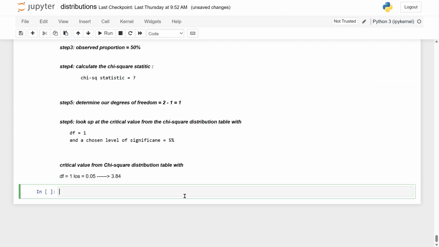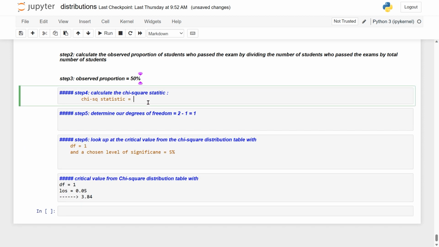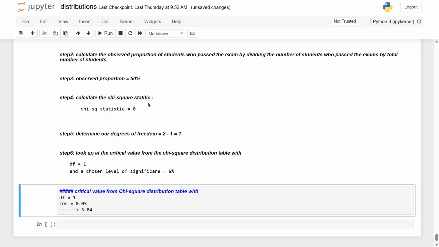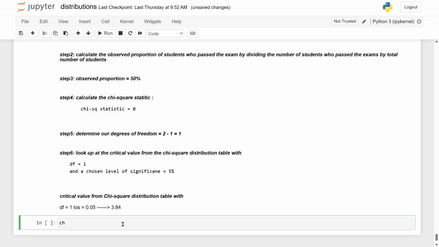Since the chi-square statistic is less than the critical value, so what's my chi-square statistic? I forgot to put it here. So my chi-square statistic is equal to 0. So let me put it here. So my chi-square statistic that I have calculated is 0. So now my chi-square statistic, which is 0, is lesser than the critical value, which is 3.84.